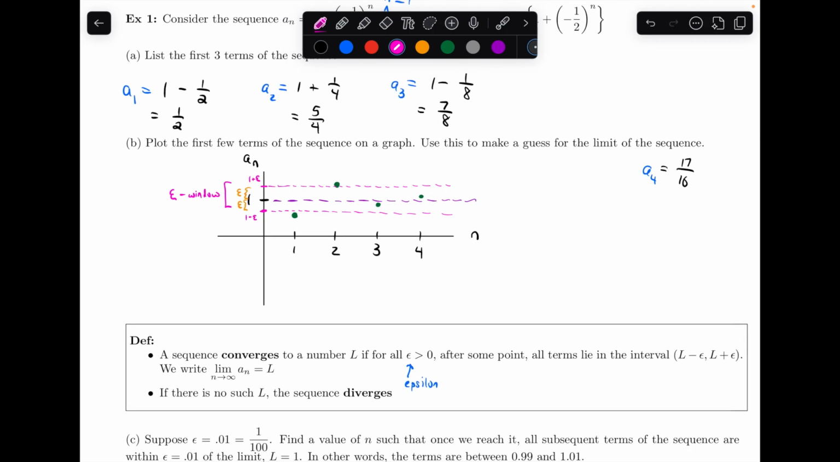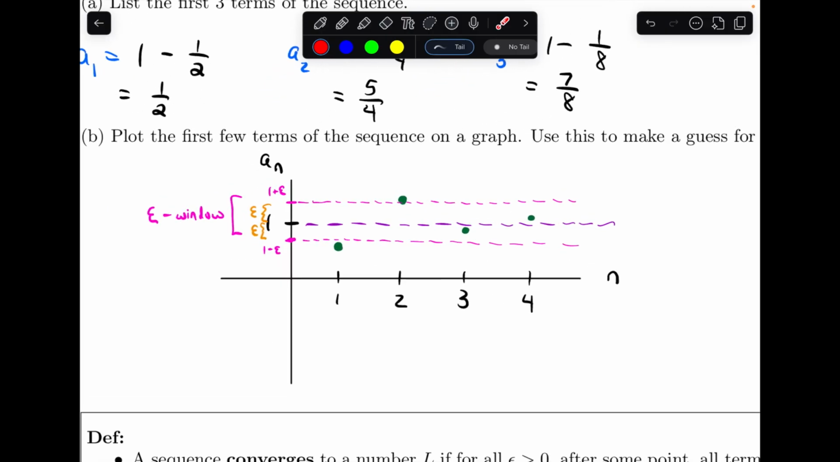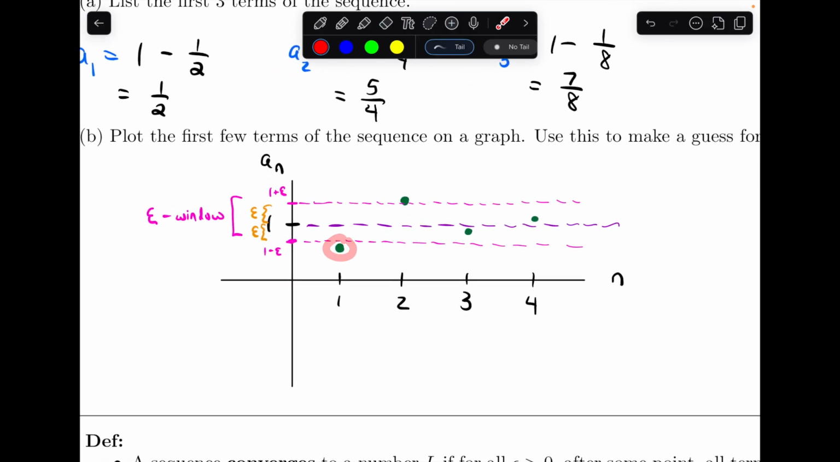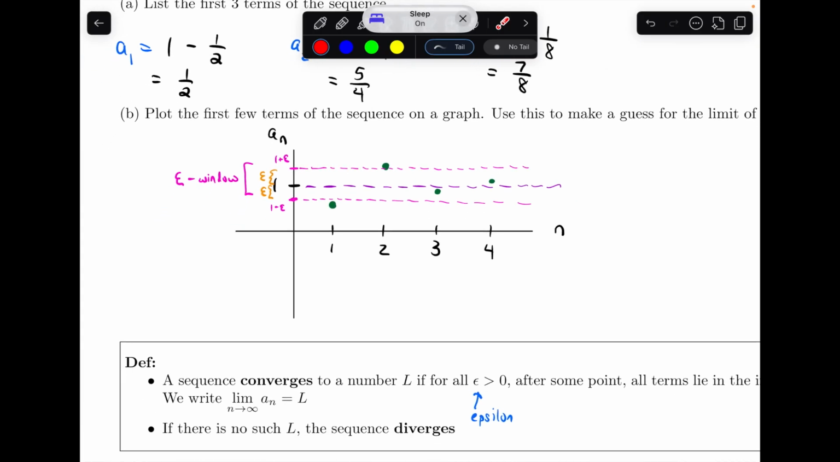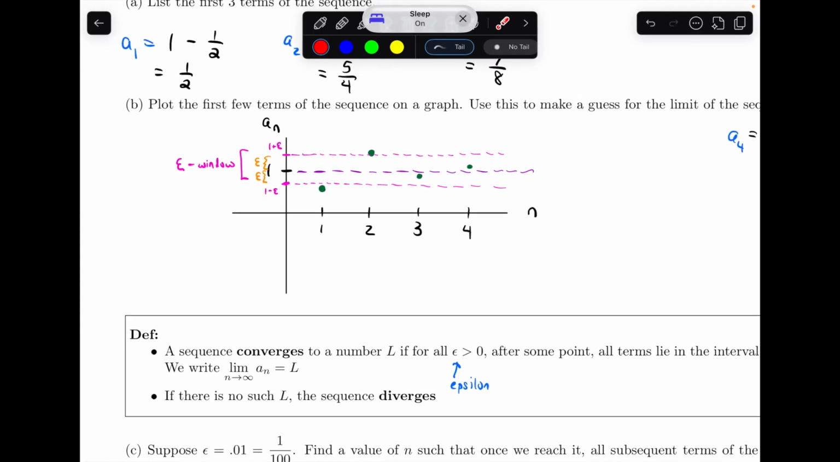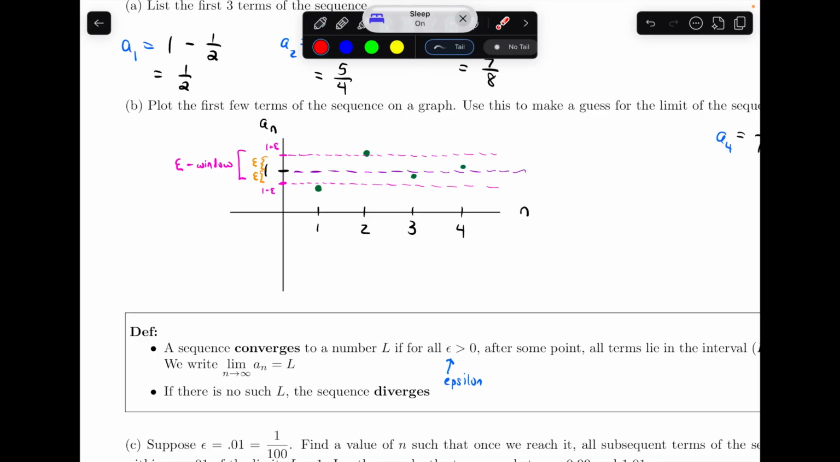And what the definition is saying is, okay, is there some point after which all the terms in the sequence are going to be within this epsilon window? And the way that I've drawn the graph, well, the first point is not. The second point also is just a little outside, but then after that, we're all inside. Okay, so this epsilon window checks out. But that's not enough for the definition. The definition says, well, this needs to happen for any epsilon greater than 0.